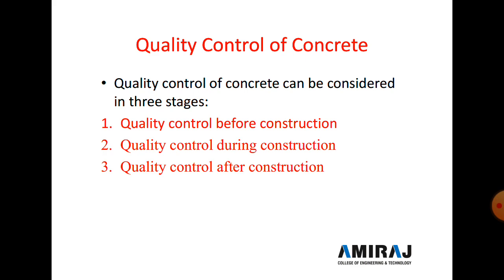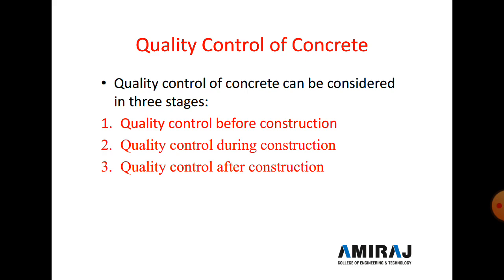So what is quality control before construction? As the name indicates, before construction. This includes quality control over the raw material, over the process and method of preparing the fresh concrete, and transportation of concrete. So we include the raw material quality before construction. Depending on the quality of the raw material we prepare the concrete. If the quality of the raw material is higher, then at the last we get the final product, concrete, of higher quality.